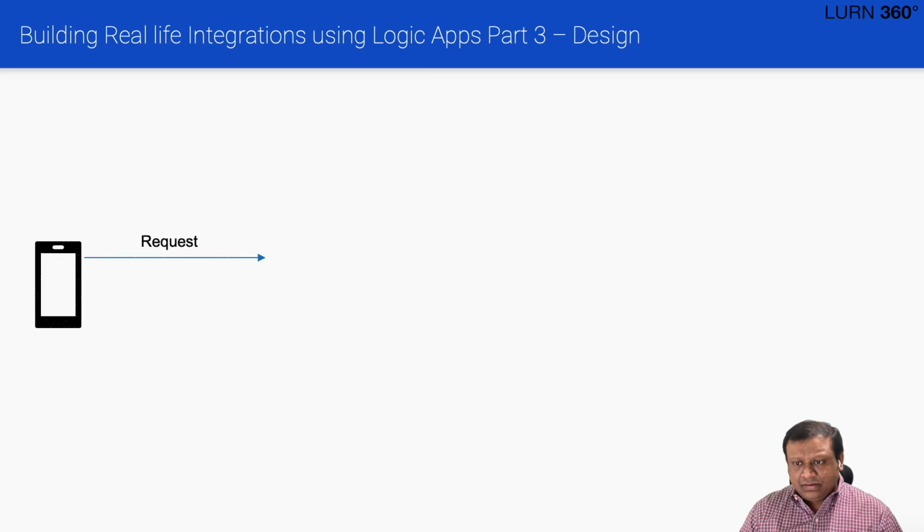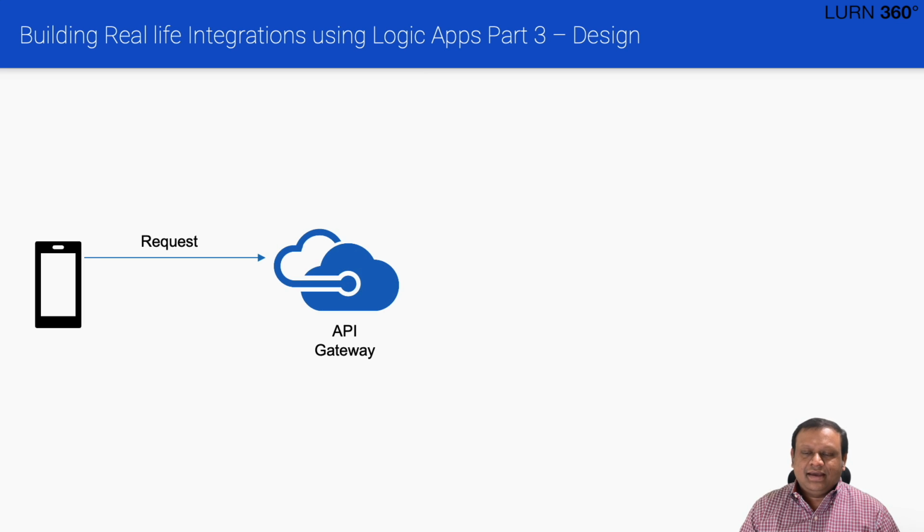So to get started, here is your mobile app and it's going to send the request to the API gateway, right? Because we are not exposing APIs directly, we are using the API management to publish our APIs. So your mobile app will be sending the request to the API gateway. Now it can be either of the two requests, right? It can be the get item by item category or get item by item ID. It can be either of these two requests.